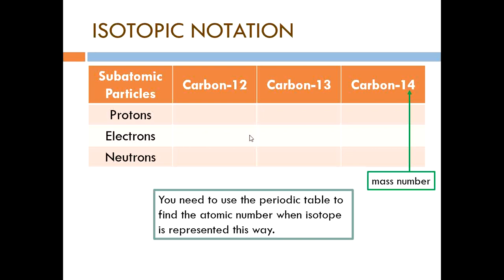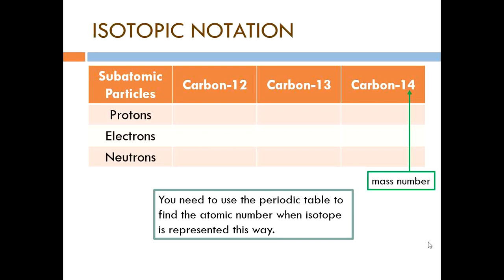Here's the second way that an isotope can be written: the name, dash, a number. And that number that's written is the mass number. So what is missing from this notation? It's the atomic number. So you do need your periodic table to figure out the atomic number of the element.